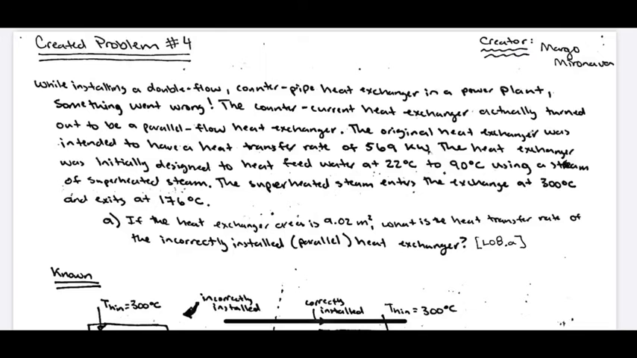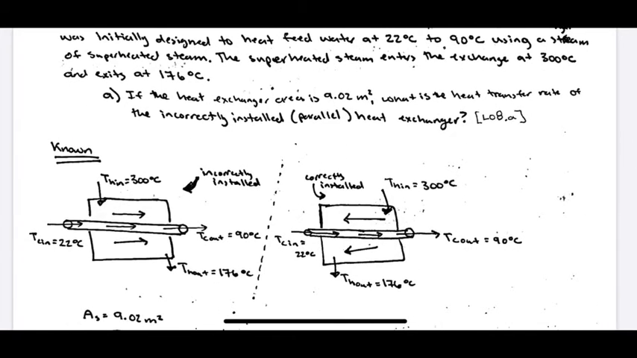Created problem number 4, which covers learning objective 8A. This problem covers an incorrectly installed heat exchanger, which turns a counterflow heat exchanger into a parallel flow heat exchanger.